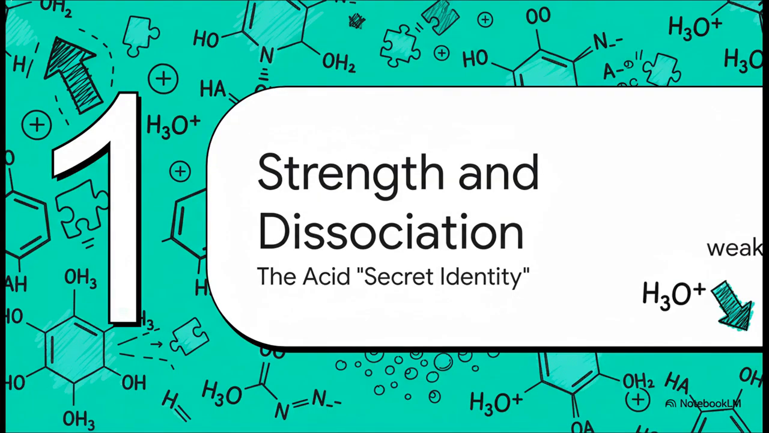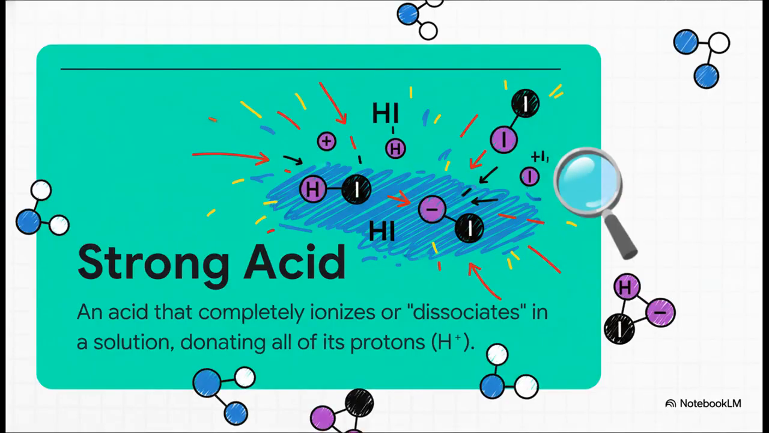So, to really crack this thing open, we first have to get behind what makes an acid tick. We gotta understand its secret identity. What do strong and weak really mean in chemistry? You know, it all boils down to one simple thing. How willing is an acid to give up its protons? Think of a strong acid like HI as an all-or-nothing kind of player. The second it hits the water, every single molecule just completely falls apart. It dissociates, breaks up, and throws its proton out there. It holds absolutely nothing back.